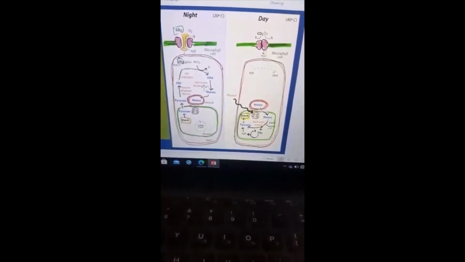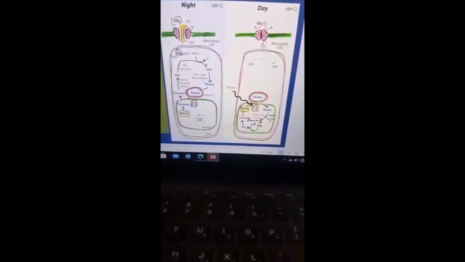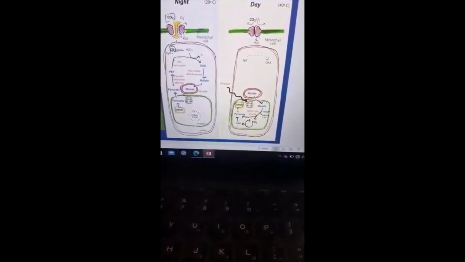Take note of the following. This is happening during the night in CAM plants. In C4 plants, this will be happening during the day. So that's the difference between CAM photosynthesis and C4 photosynthesis. From there, this malate which is formed is stored in the vacuole of the mesophyll cells.